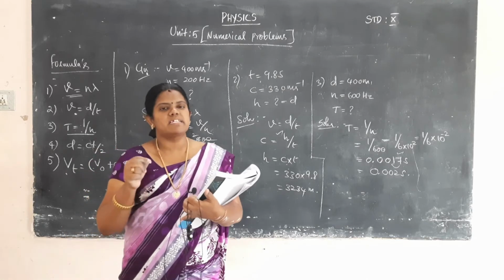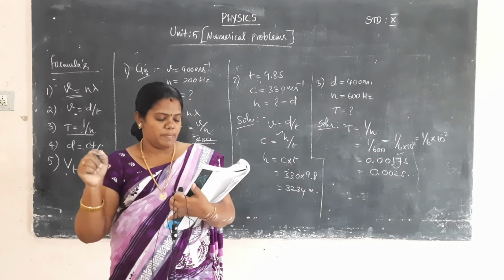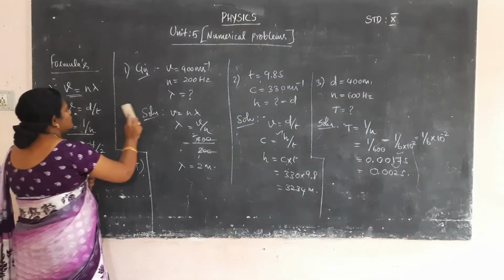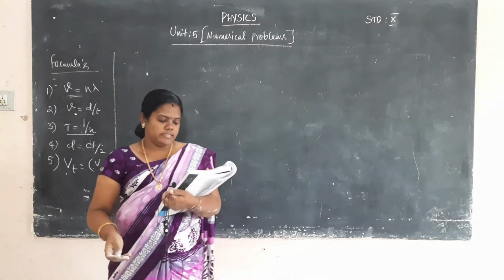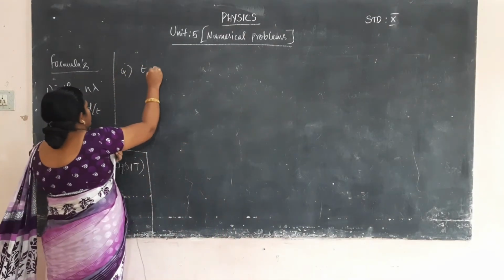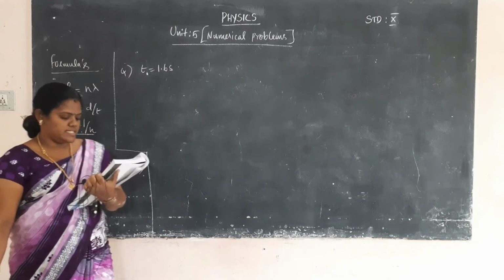The sound will travel in sea water at a speed of 1400 meter per second. So first you have to write down the given values. For the fourth problem, time t is equal to 1.6 second.